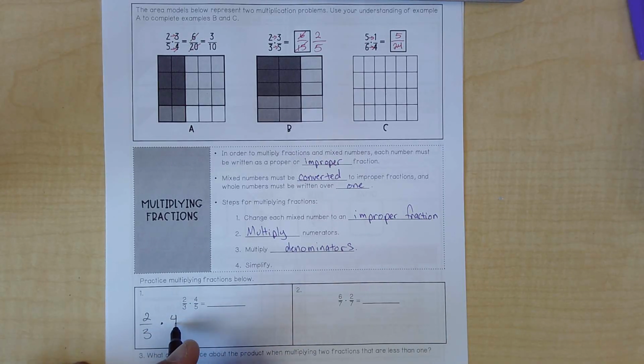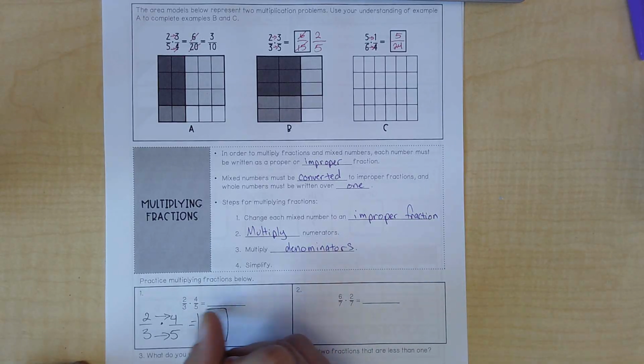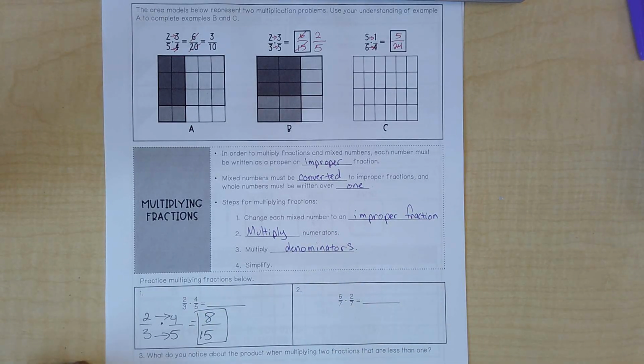2/3 times 4/5. Multiply straight across. 2 times 4 is 8. 3 times 5 is 15. We can't simplify that fraction anymore, so this is our final answer.